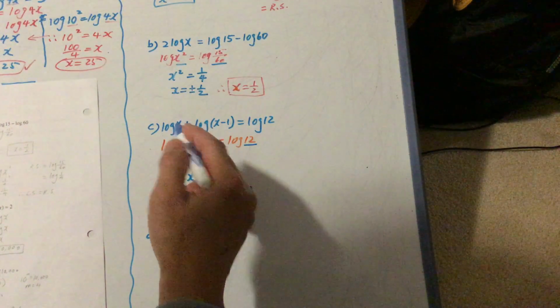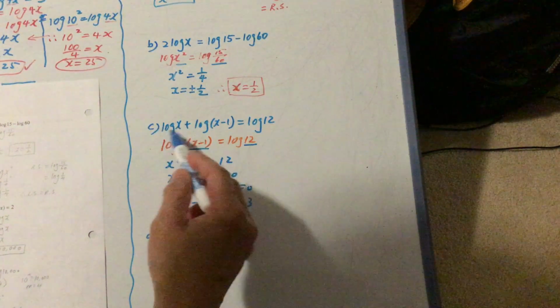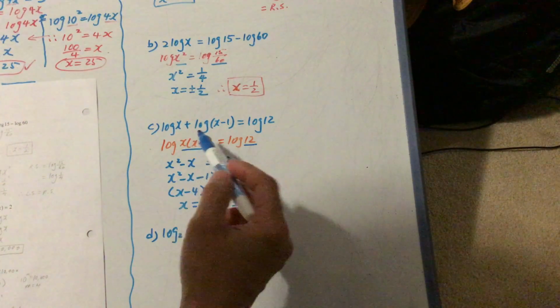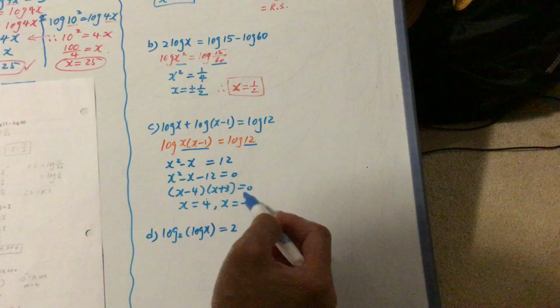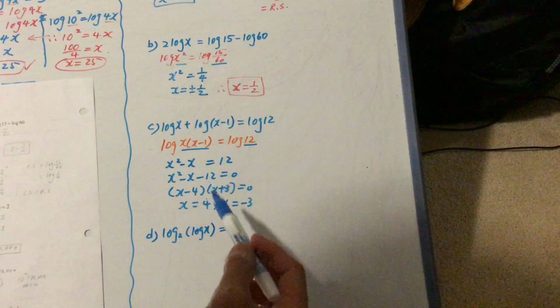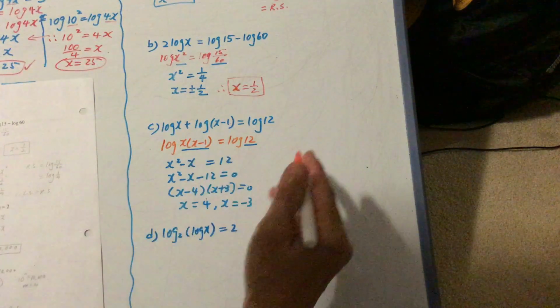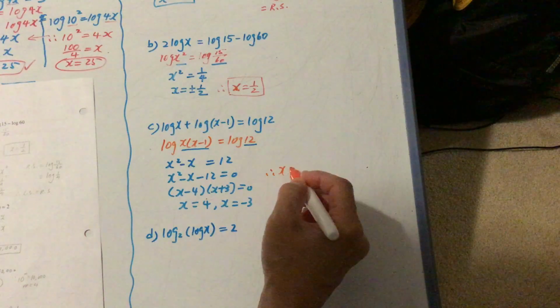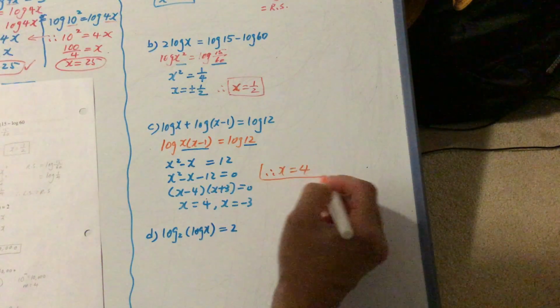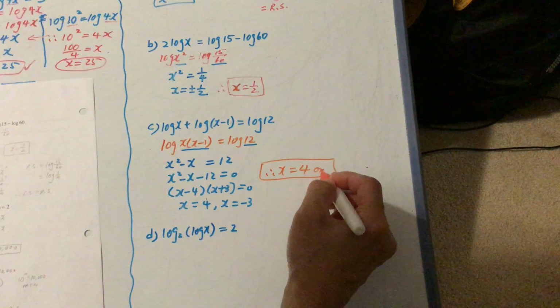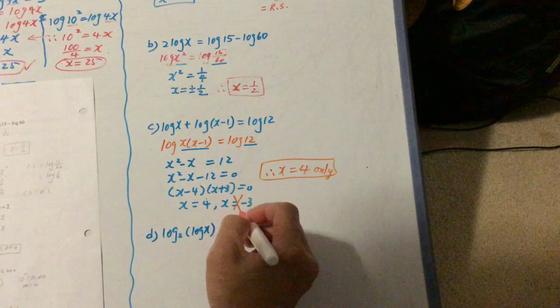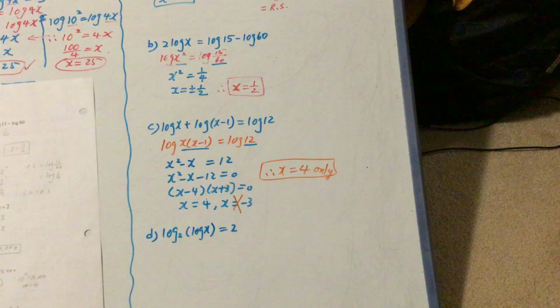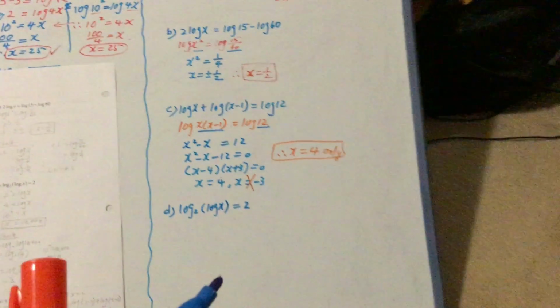Now, because x is part of the log term, when you plug in the 4, which is fine, but when you plug in negative 3, then it's not good. So therefore, the final answer, x has to be equal to 4 only. Okay, so not this one. The negative will not be a valid solution.